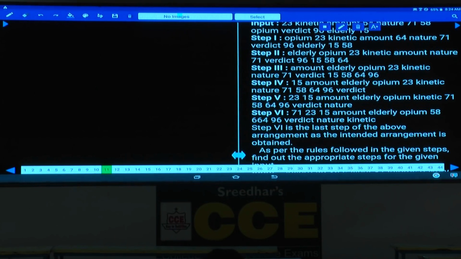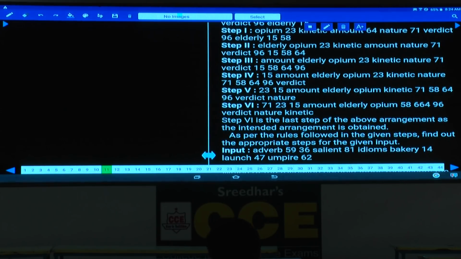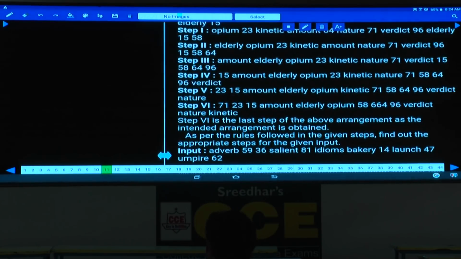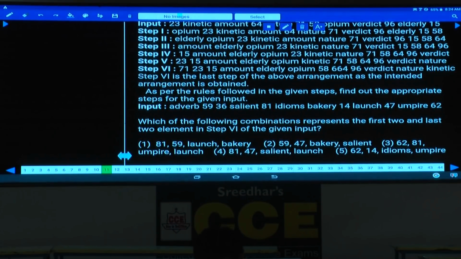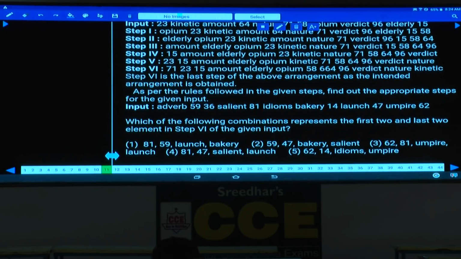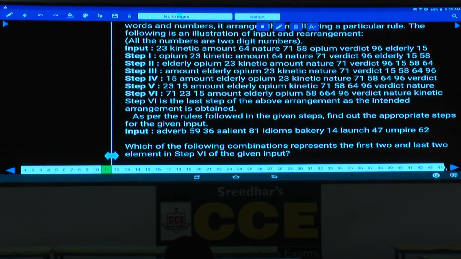12 elements, 6 steps, which implies that in each step we are exactly arranging 2 elements, isn't it? Then only 6 steps are possible. As we are arranging 2 elements in each of these steps, now first let us find out the logic behind this one. And in order to find out the logic in the given example, which 2 should be compared here? Input and the final output should be compared.